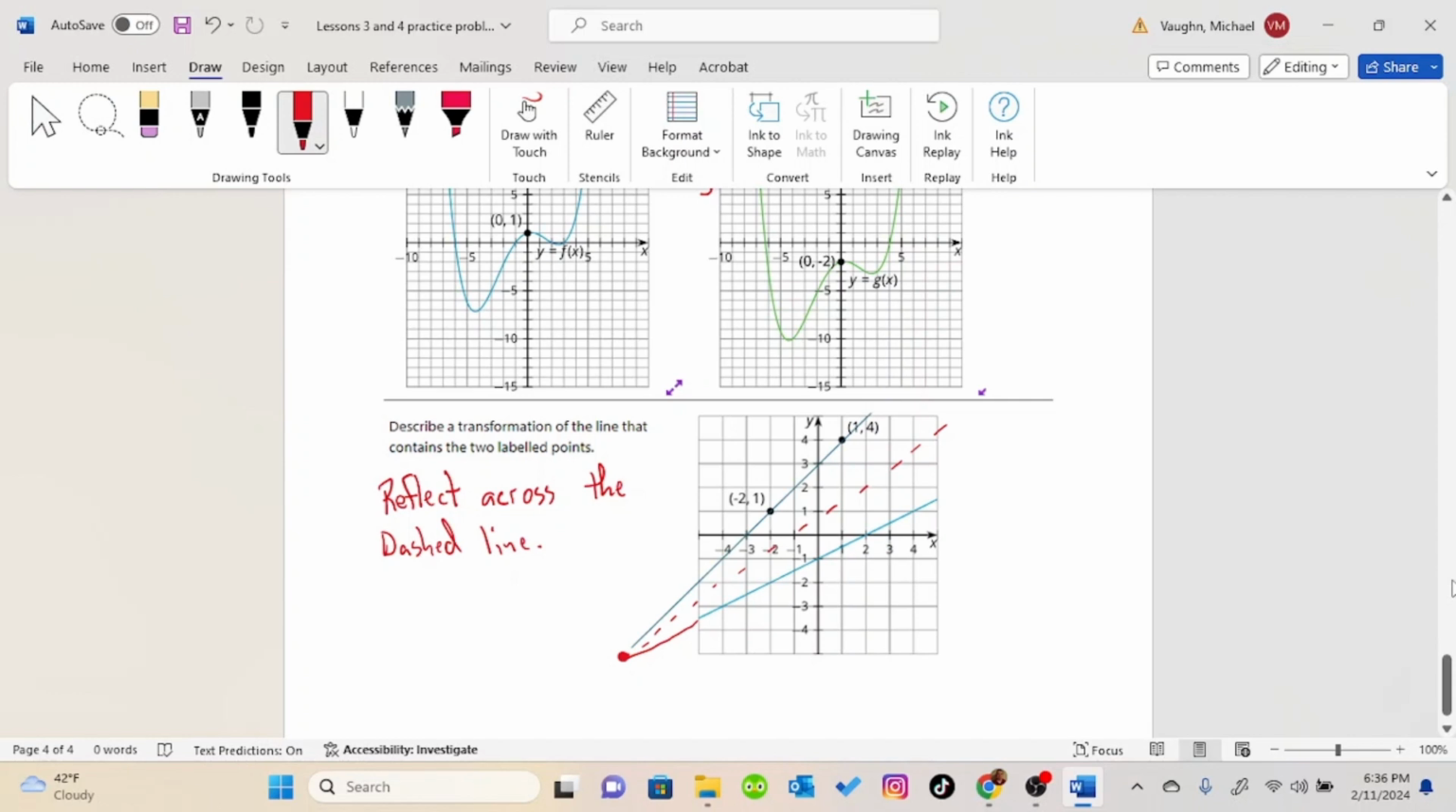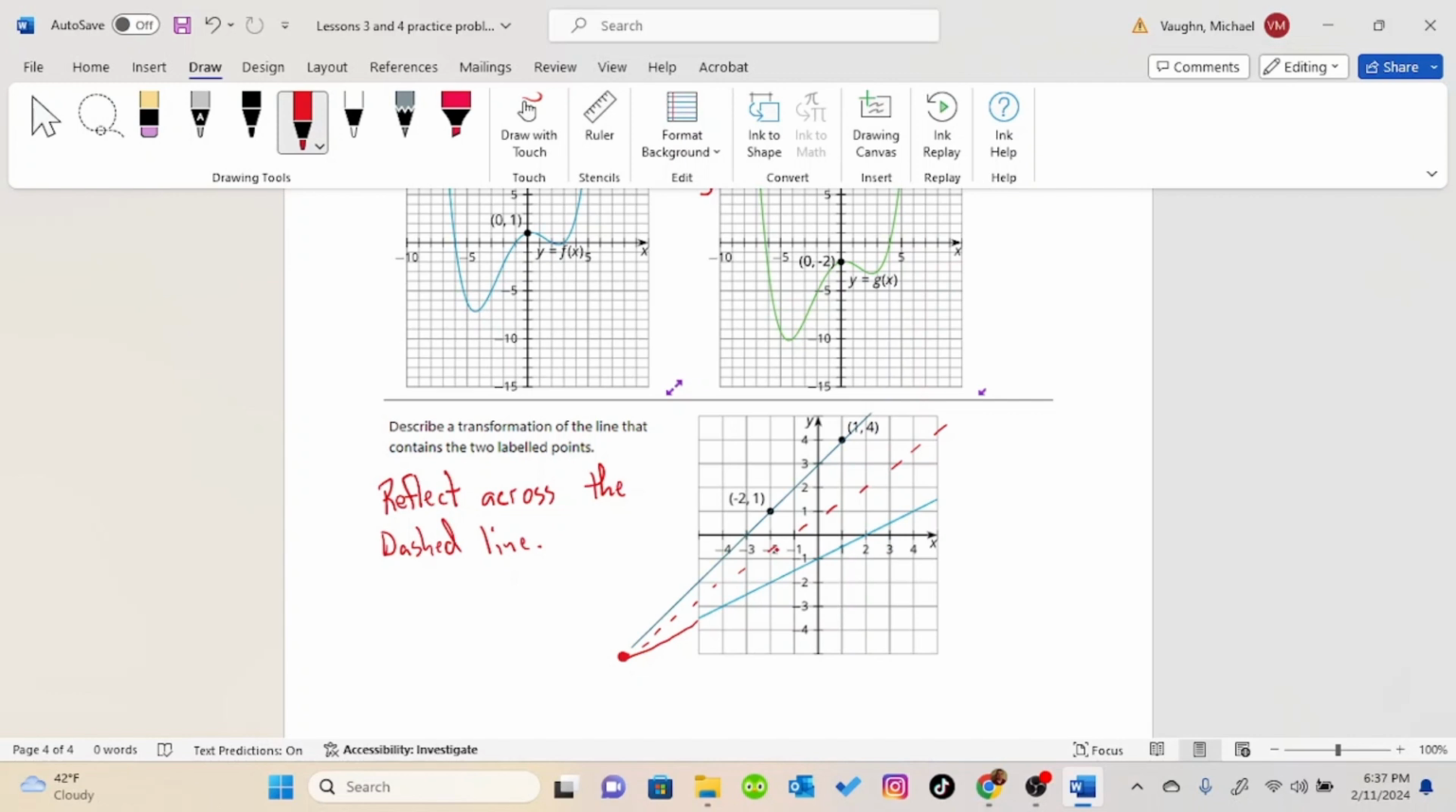So whether you're shifting up or left, or whether you're reflecting across the y-axis or the x-axis, in order to use those manipulations, it has to fit exactly. And in this case, none of those transformations that we covered would work. So you would have to do something like this, where you draw a new line, you find where these two lines cross, and then you say that you reflect across that point in order to get the new one.